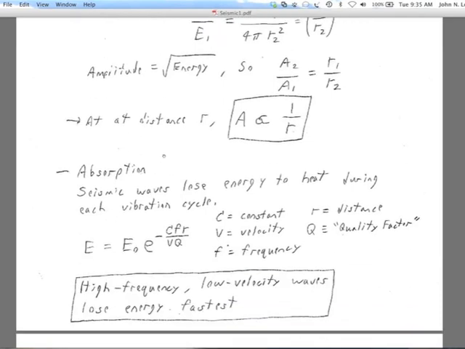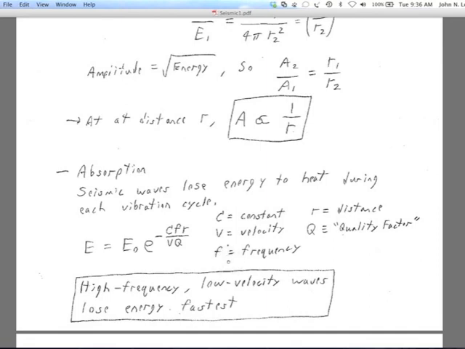Seismic waves also lose energy to absorption. Some proportion of the tiny bit of shaking that the waves undergo gets converted to heat during each vibration cycle. So the energy is the initial energy E0 times an exponential factor, e to the minus an exponent, and the exponent has an empirical constant. Notice that in the numerator of the exponent we have distance. As distance goes up, the exponent becomes more negative and the energy decreases. That makes sense. Also, there's f, the frequency.